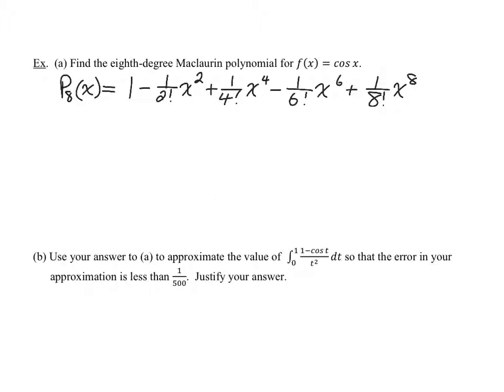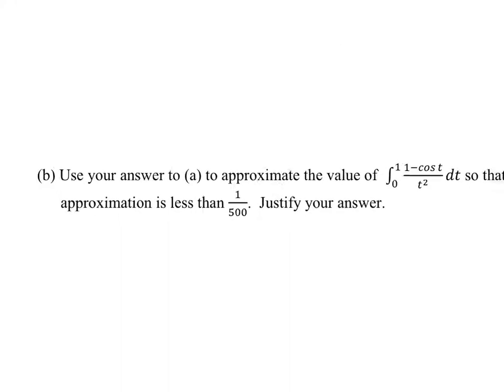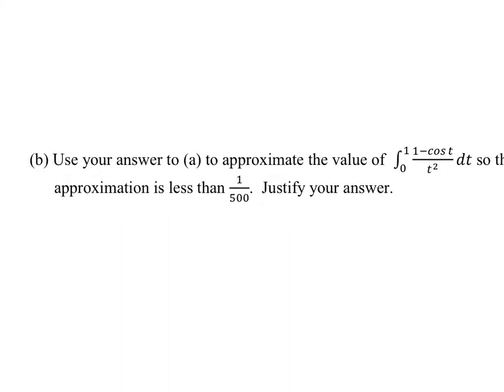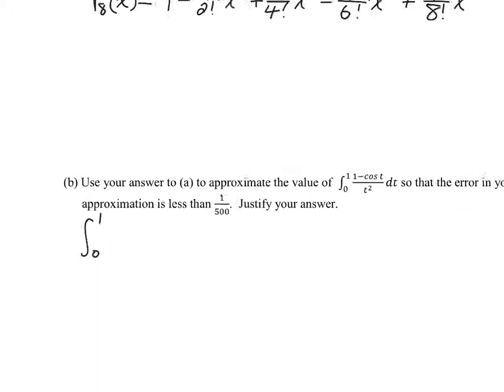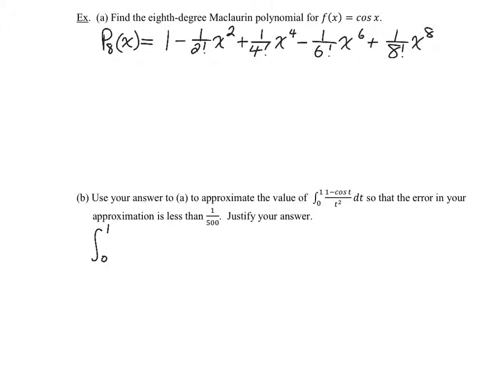We talked about it on the previous page with the derivatives, but here we want to approximate the value of the antiderivative on the interval of 0 to 1 so that the error in your approximation is less than 1 in 500. Okay, so we'll deal with that in a sec. So antiderivative on 0 to 1. Now we're using t here instead of x, but we're anti-differentiating with respect to t. So it's this expansion. They said use your answer to part A, so this expansion just with t's instead of x's.